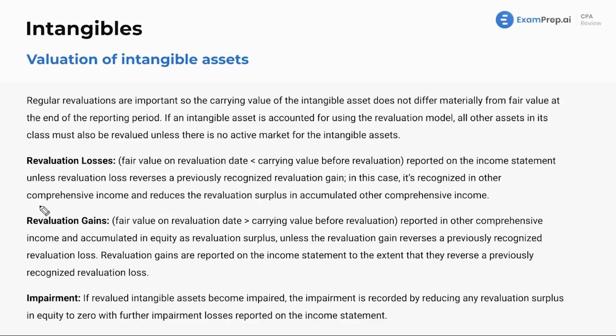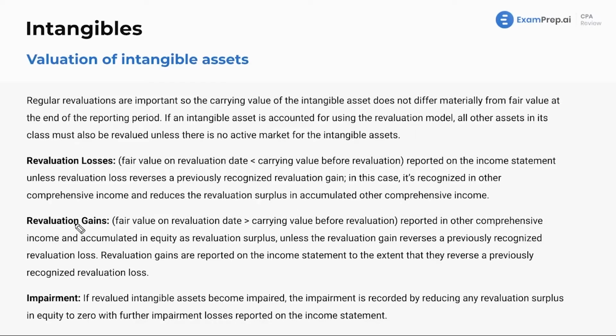Ding, ding, ding. We have seen this before. It's part of our puffier mnemonic and reduces the revaluation surplus in accumulated other comprehensive income. All right. Going to be one of our memorized components of OCI. Make sure you're continually memorizing those and seeing where they pop up throughout the exam.